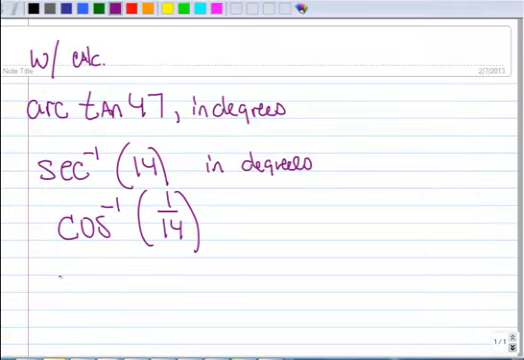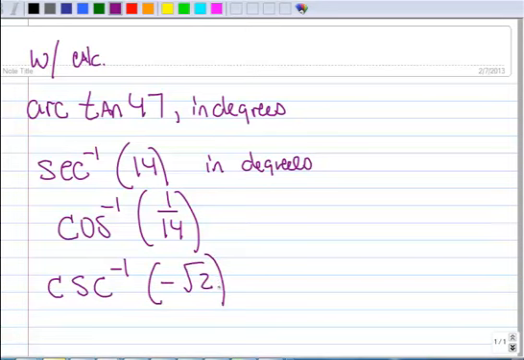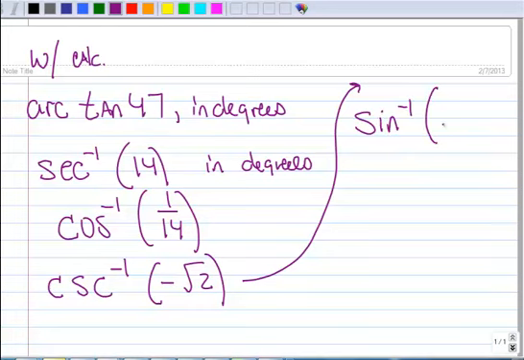Okay, let's do one more. Let's do the inverse cosecant of negative square root of 2. All right, and we know we want to change that into an inverse sine of 1 over negative square root of 2.